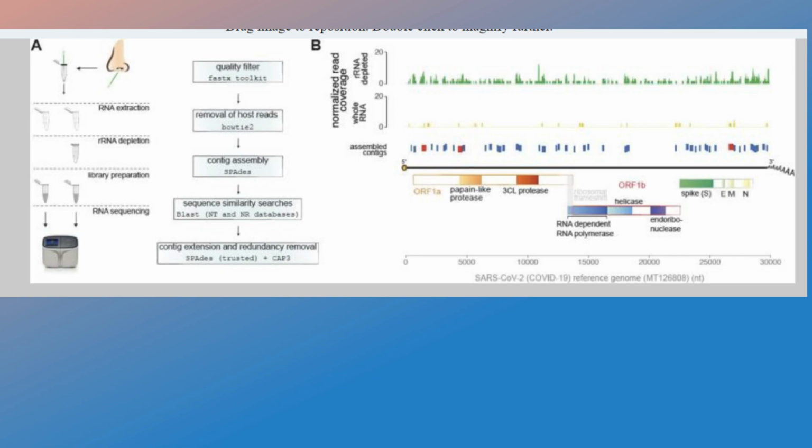In B, this is when they got their sequence similarity back, and anything in red under assembled contigs is high likelihood that it is similar between the reference genome and the contig that they had sent out. So as you can see, there's about 3 spots that had very high likelihood that they were the same. So they were pretty sure that it was coronavirus that they were looking at because their reference genome was coronavirus.